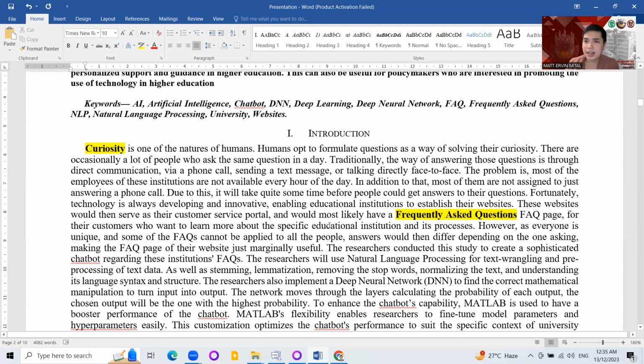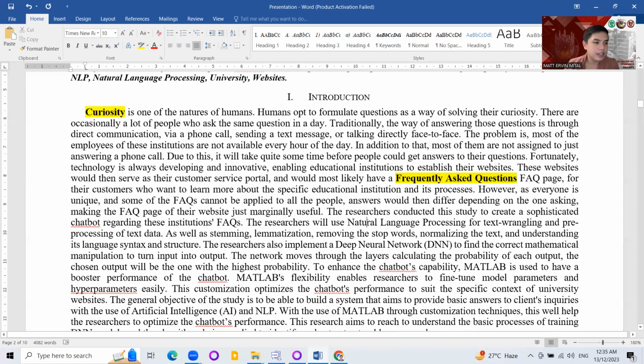This paper, or this system, the chatbot, will be implemented for higher education, specifically for universities. The main thing that we've done is that we created a chatbot to answer frequently asked questions specifically for our university. To be clear, there are 16 questions that we have inputted in this paper, and we'll see if those questions are answered correctly by our created chatbot, which is coded here in MATLAB.